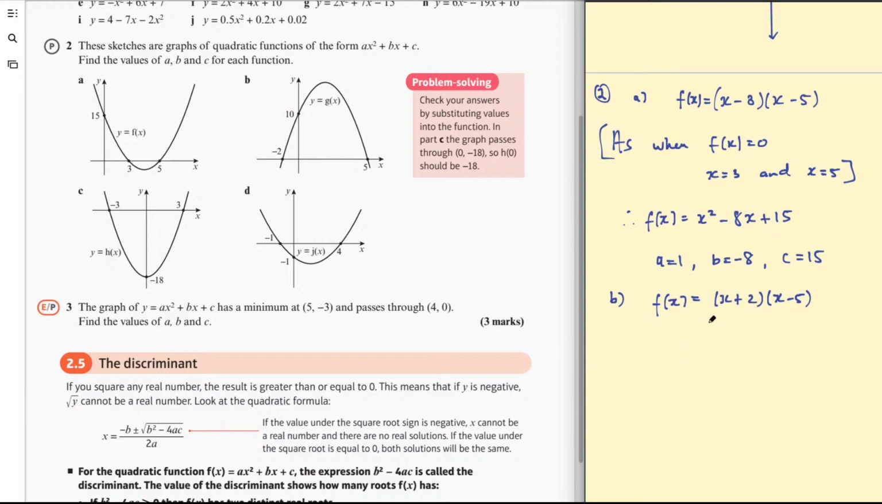And then expand these out. So this is x squared, -5 plus 2 is -3x, take 10. Ooh, what have I done here?